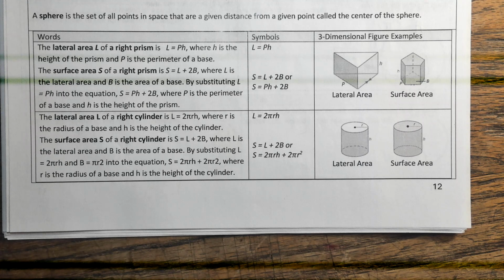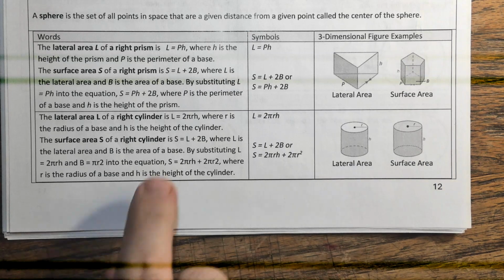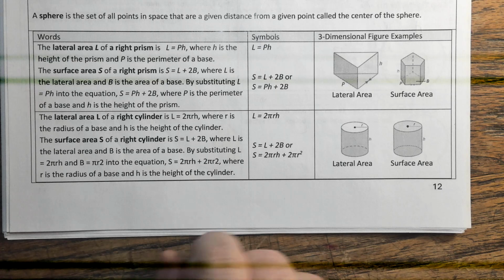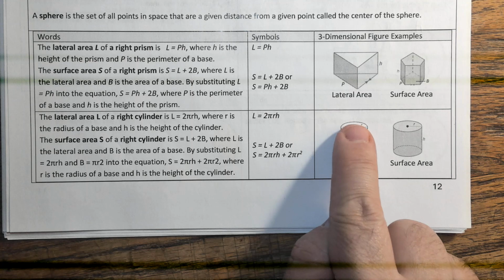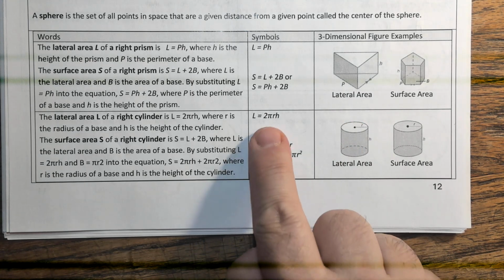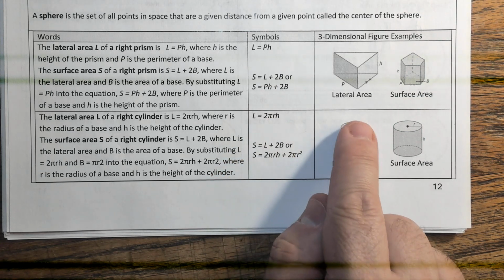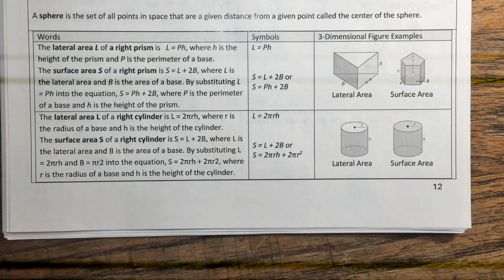Lateral area L of a right cylinder is L equals 2 pi r h, where r is the radius of the base and h is the height. So you see the radius of the base here and then the height, because we only cover that. Surface area, so covering the whole thing, is L plus 2 times the base. There's a circle on the top and a circle on the bottom. Or it could also be written like this, where you substitute L for its formula, 2 pi r h, plus 2 times the base, or because the bases are circles, 2 pi r squared, which is 2 times the circle.